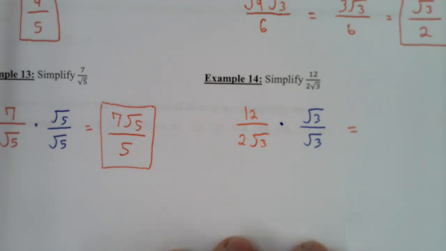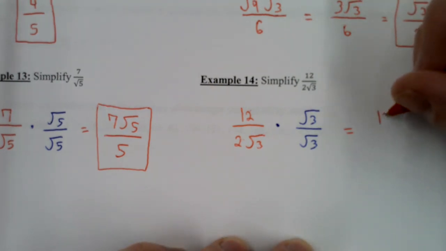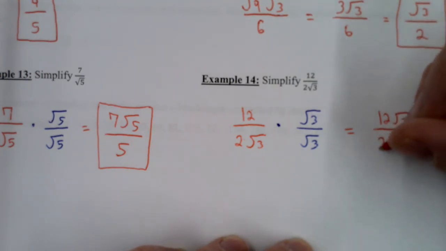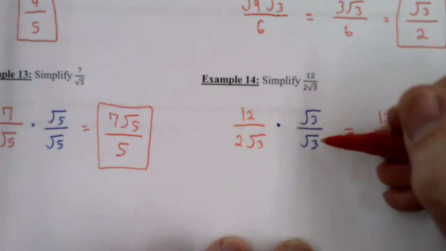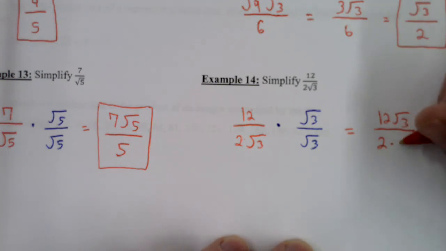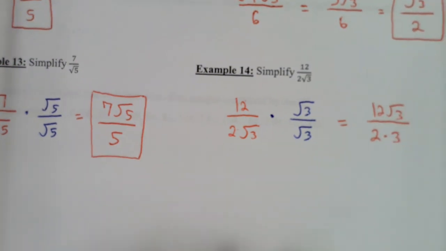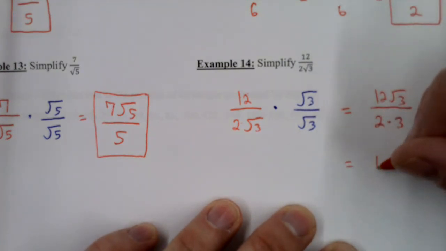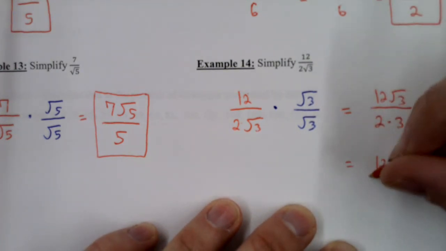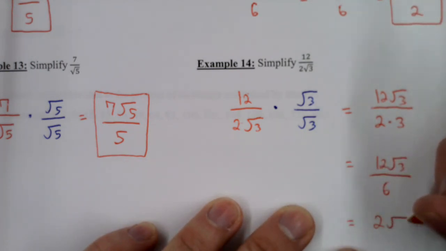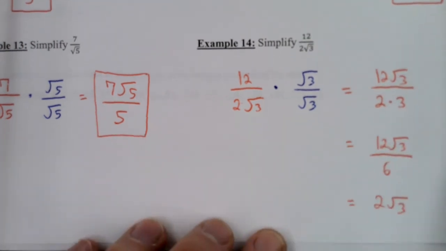So my numerator becomes 12 square root of 3. My denominator becomes 2. Square root of 3 times the square root of 3 is 3. We just talked about that. So this is going to equal 12 square root of 3 over 6. 12 divided by 6 is 2 square root of 3 for the final answer.